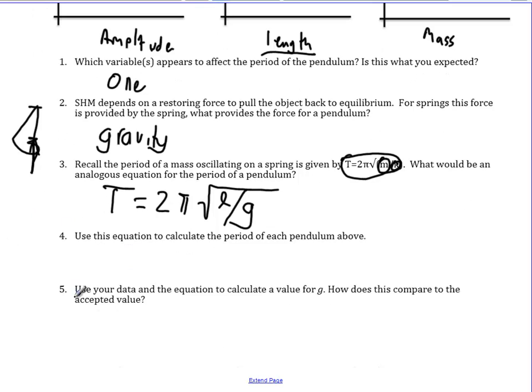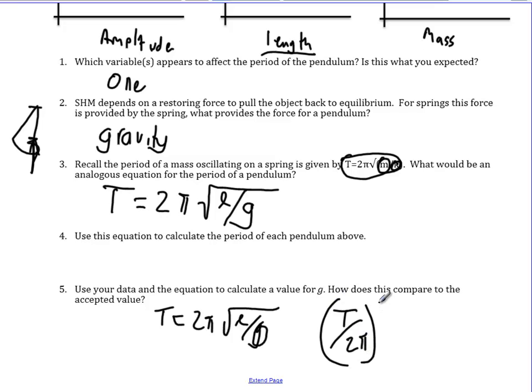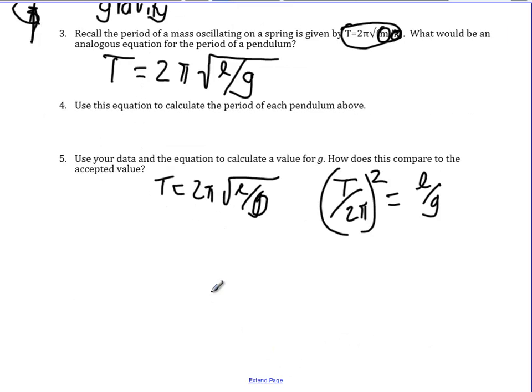But the cool thing is you can use your equation and your data to calculate a value for g, because you have the period, you know 2 pi is a constant, square root of L, if you use your length ones, divided by g, and you can solve this for g. To do that, right, you're going to take T divided by 2 pi, squared, equals L over g. So if I want g, I've got to go ahead and multiply both sides by g, and g equals length divided by T squared over 4 pi squared.